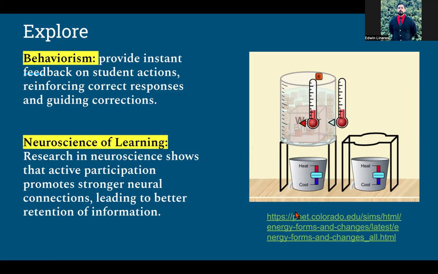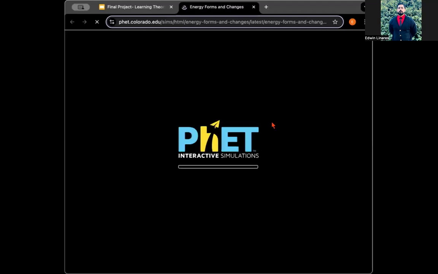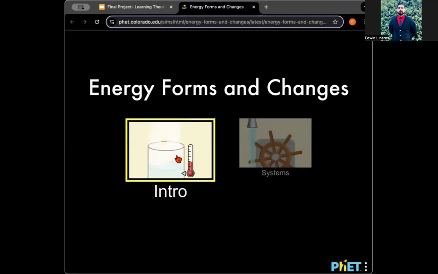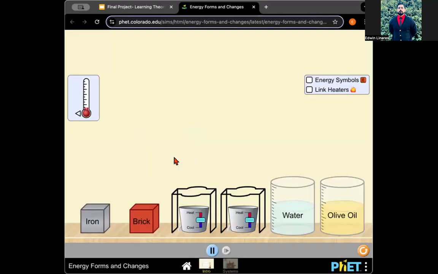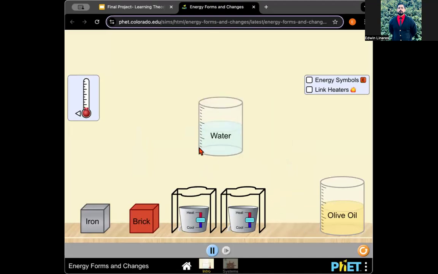Now, during this, I want to go ahead and click on this link so that you can have an understanding of what these PhET labs really are about. I'm going to go ahead and click intro, and here you will see a couple different tools. So, as you can see, I have my water, and I'm going to place my water here.